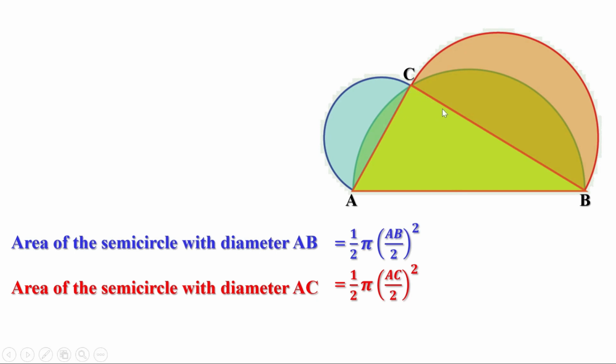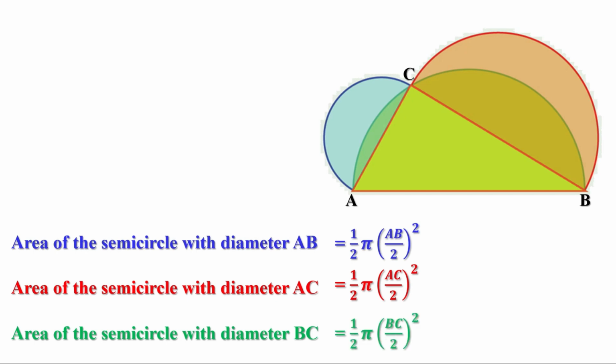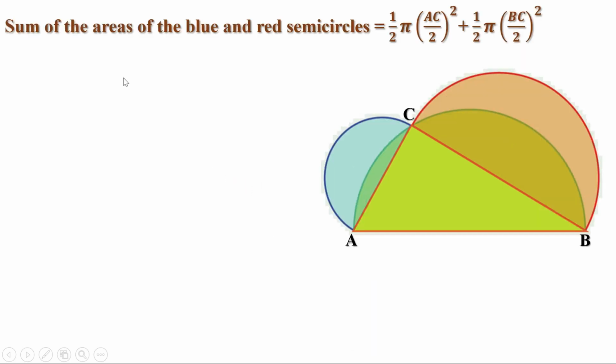Now, what is the area of the semicircle with diameter BC? R is BC by 2. So, we can write it as half pi into BC by 2 all square. Now, let us add the areas of these two semicircles, that is the red and blue semicircles. Sum of the areas of blue and red semicircles. Blue semicircle is the semicircle with diameter AC, and red semicircle is the semicircle with diameter BC.